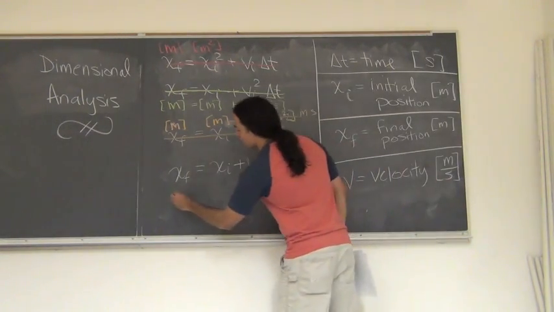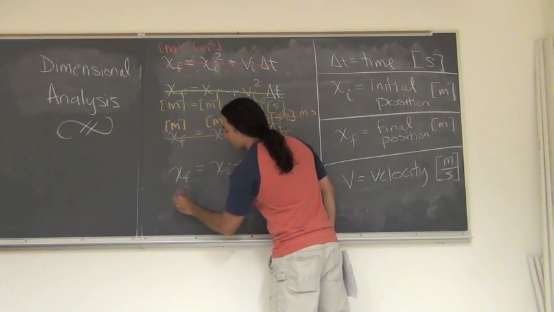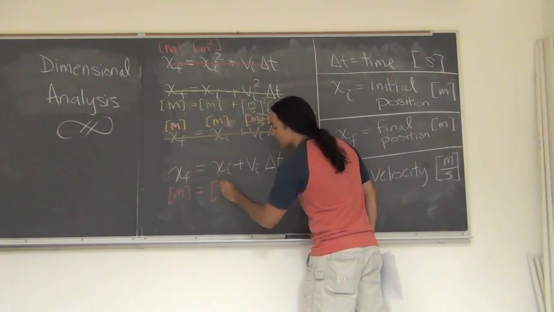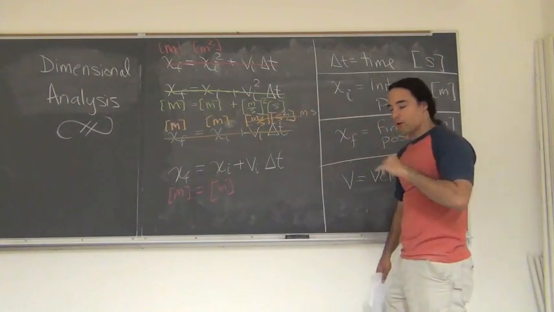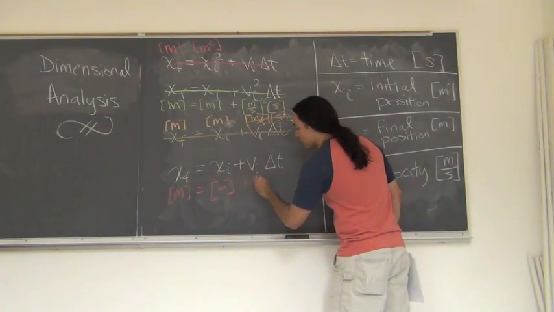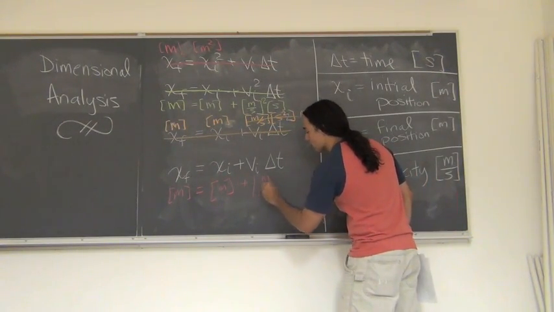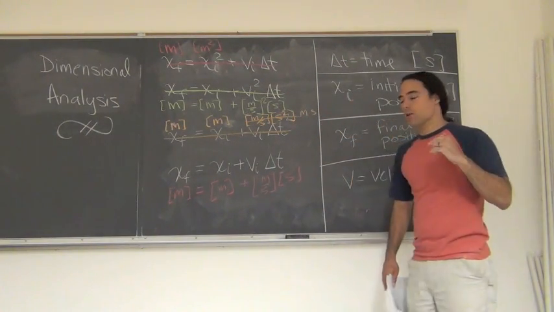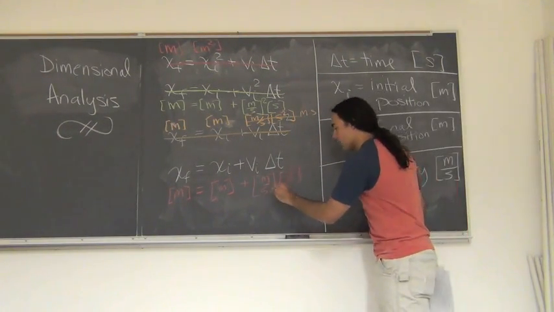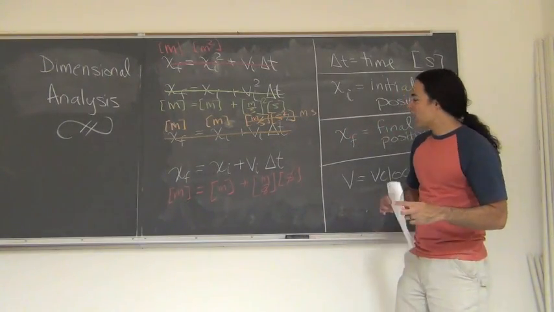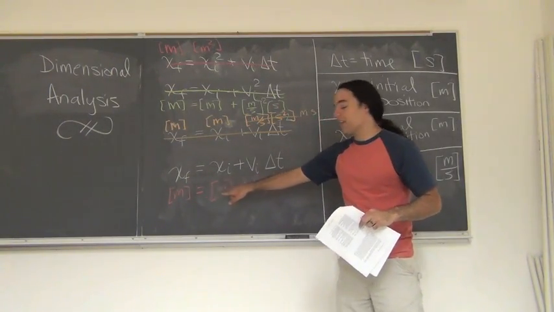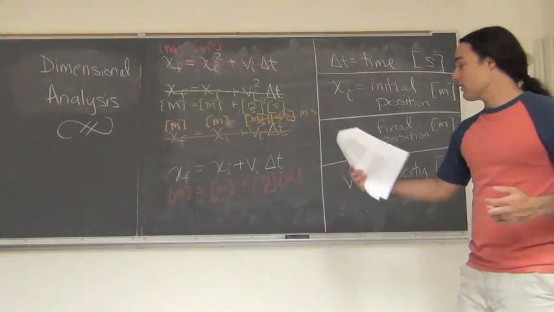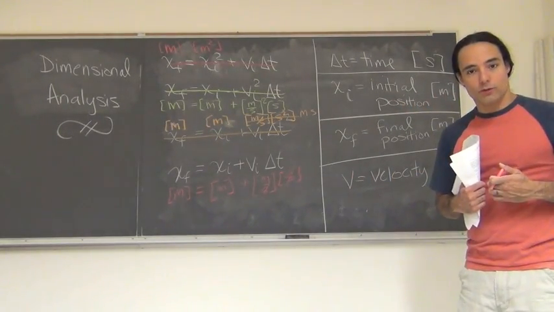Let's see. Here we have units of meters equals units of meters. X initial is in meters, plus units of meters per second, times delta t, which has units of seconds. The seconds cancel out. I get units of meters equals something else in meters plus something else in meters. That is dimensionally consistent. That might be the equation that works.